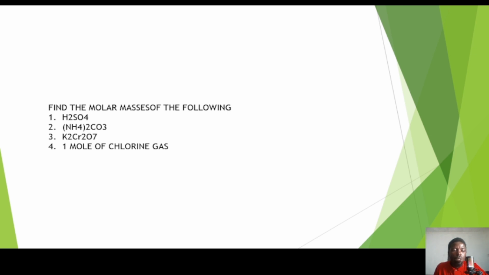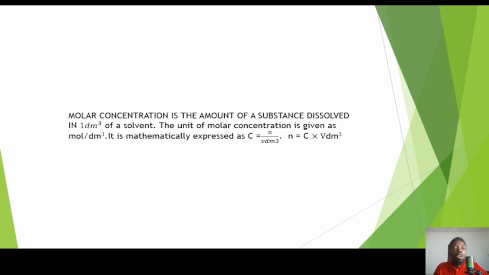So as you can see on the screen, a molar concentration is the amount of a substance dissolved in 1 dm cube of a substance. The unit of molar concentration is mole per dm cube. However, in some questions, you might not see it as mole per dm cube. You might see it as molarity. The other way it is usually expressed is simply by writing capital M. So if you don't see mole per dm cube, you see molarity. If you don't see molarity, you are going to see the capital letter M. These three things simply describe the molar concentration.